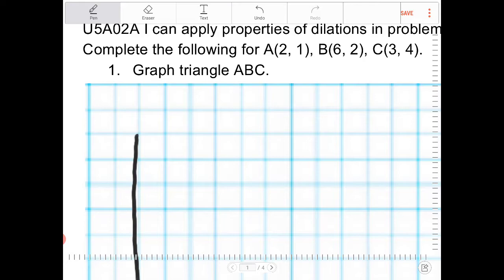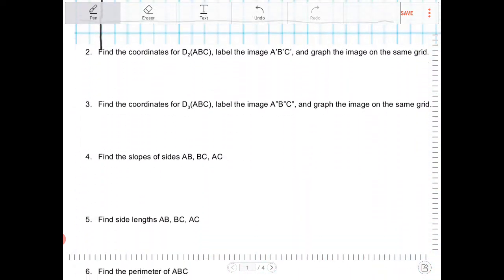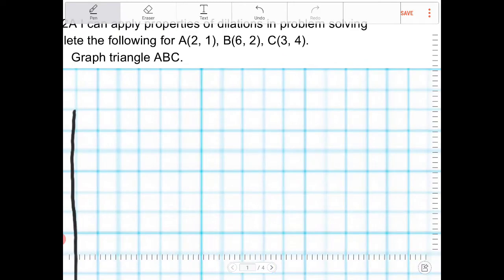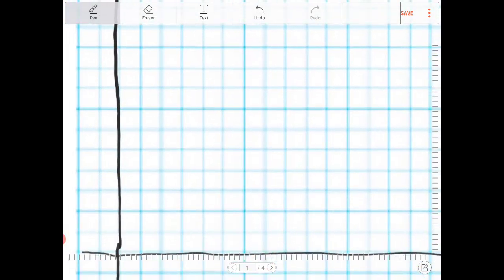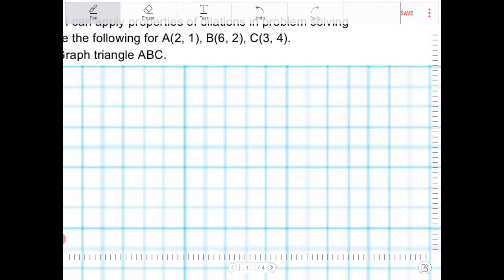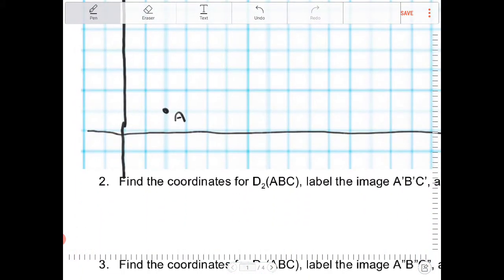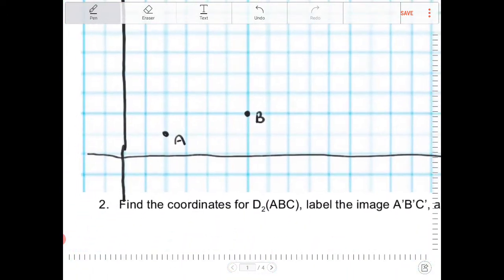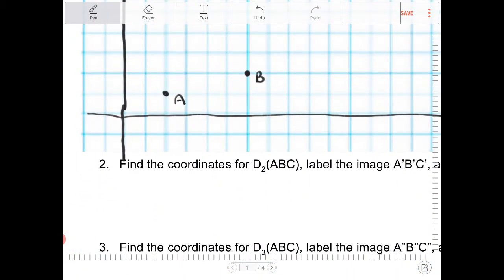All right. So we're going to graph triangle ABC, and then we're going to perform a series of different things to triangle ABC. So let's first plot this out. A is 2, 1, which is located here. That's A. And then B is 6, 2, which is here. And C is located at 3, 4. 3, 4 is over here, and that's C.